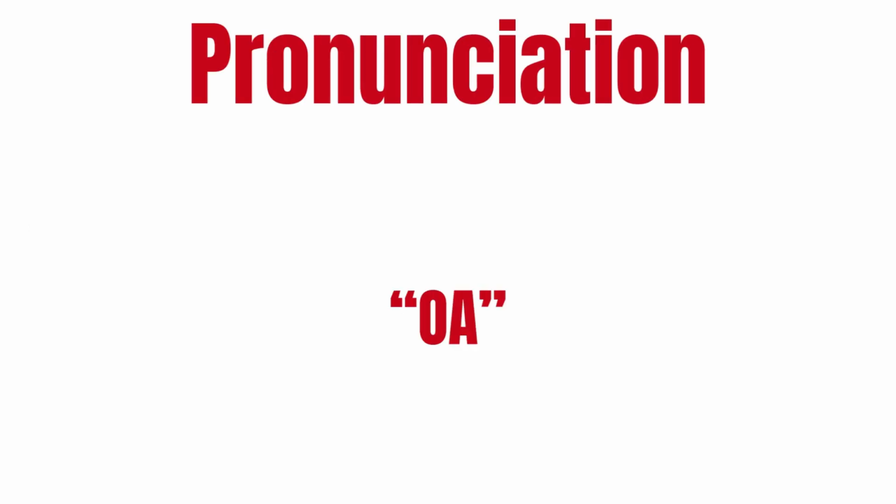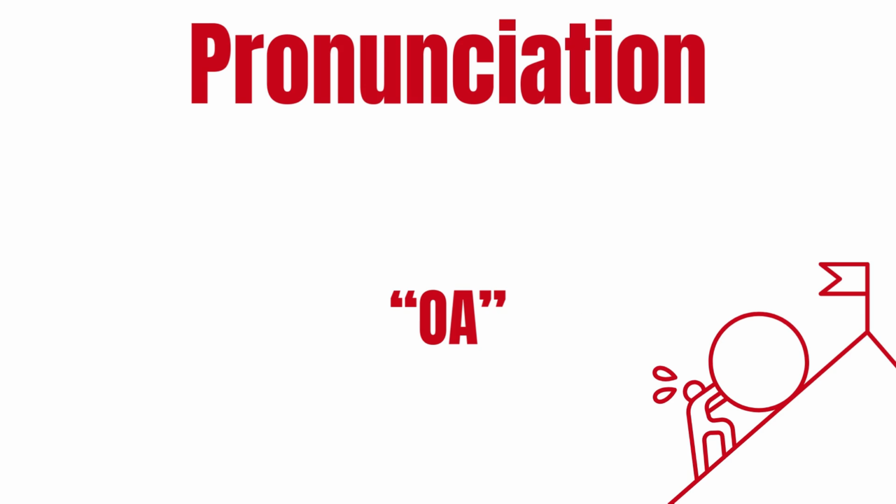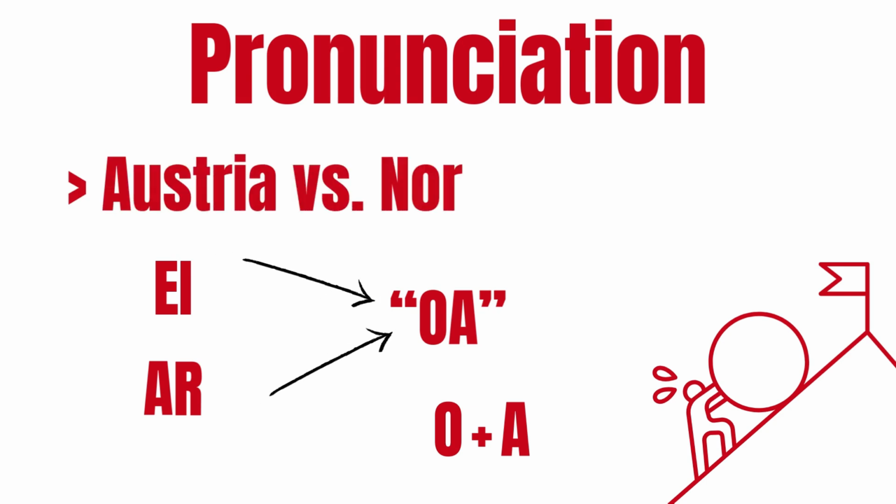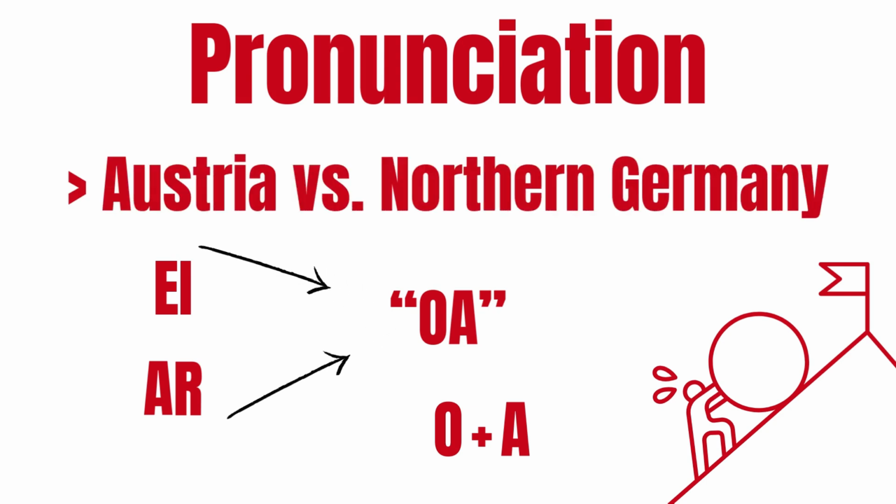The OA sound is a characteristic feature of many Austrian German dialects. It often replaces the diphthong A and sometimes AR in Standard German with a more melodic OR sound. It consists of the letter O and the letter A and is pronounced as one sound, OR. Northern Germans may rather say OR, but in Austria it's rather OR.